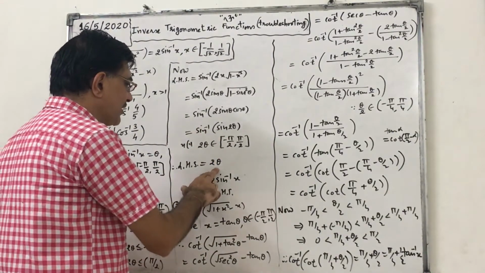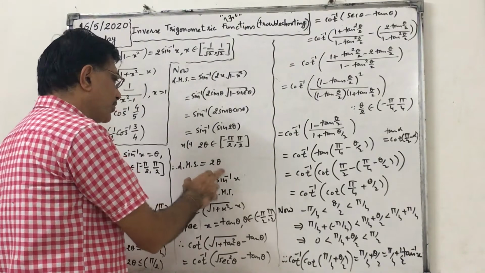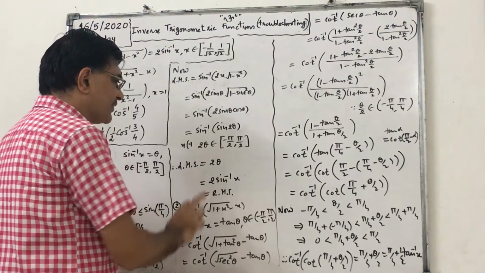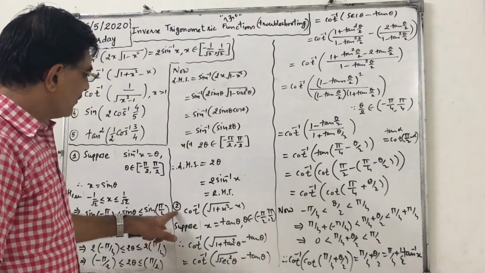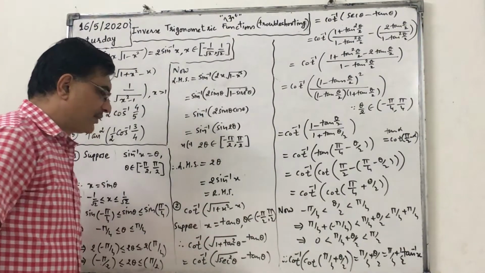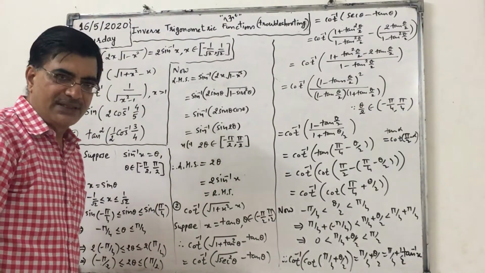So the answer is 2 theta. So LHS equals 2 theta. Putting the value of theta, it is 2 sine inverse x. That is RHS. Okay. Second one, we have to simplify this: cot inverse of root of 1 plus x square minus x.